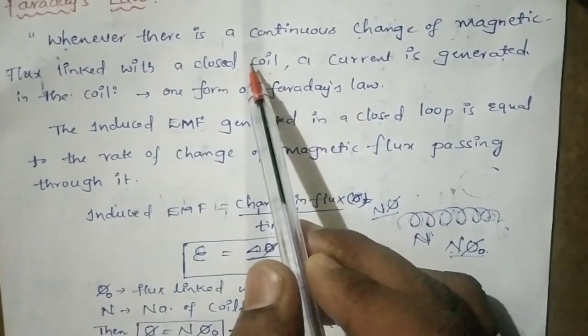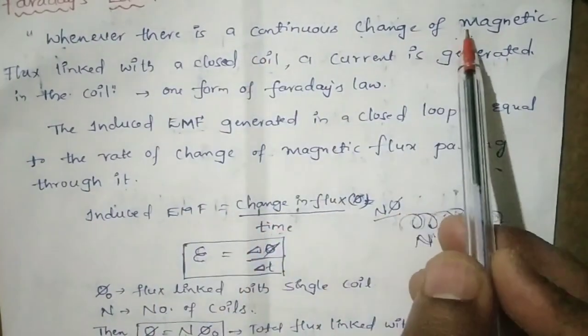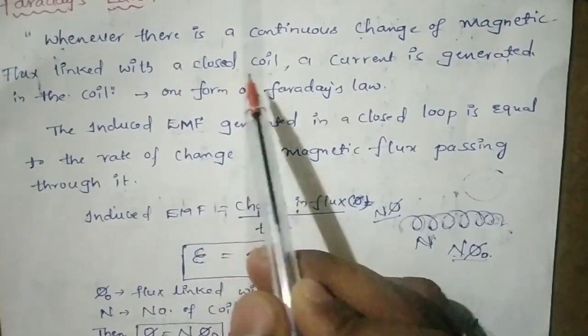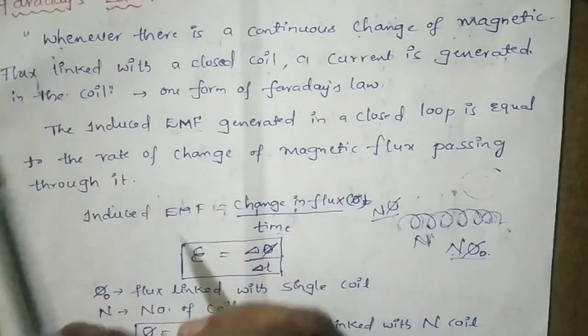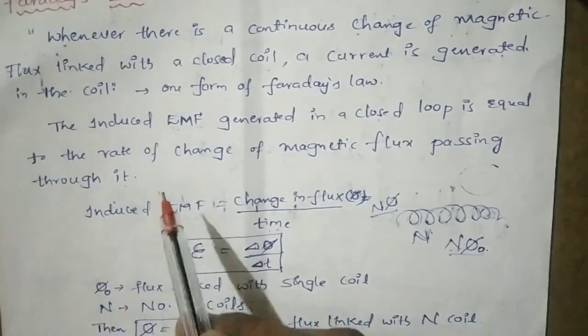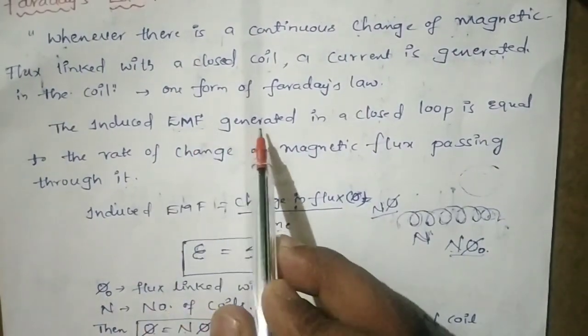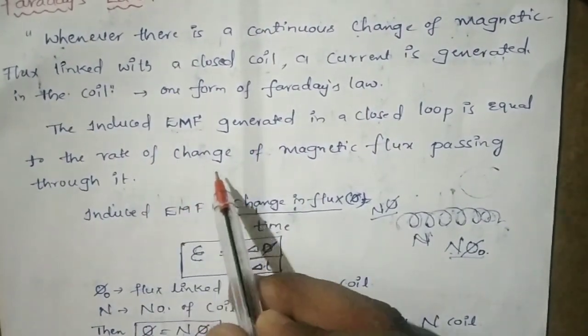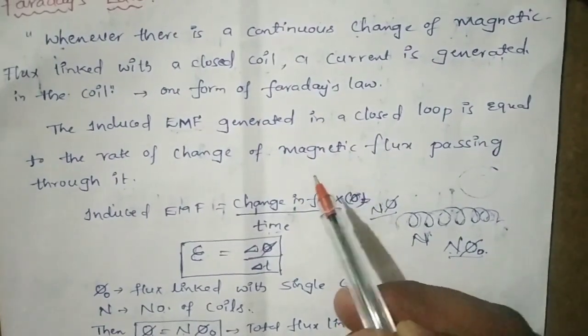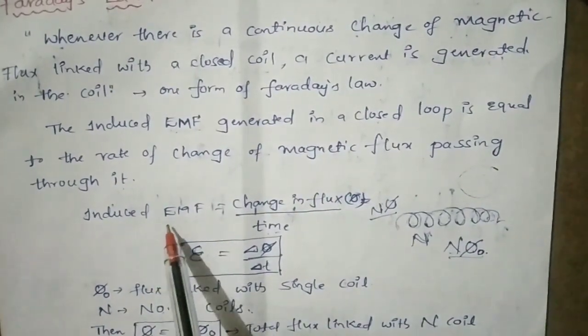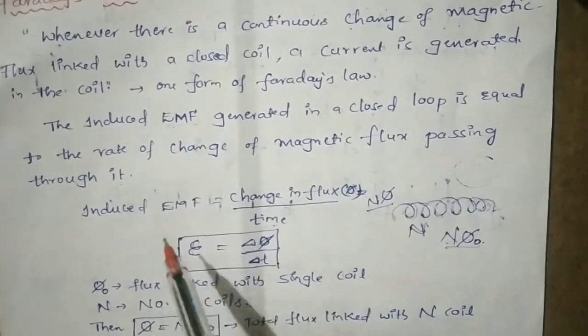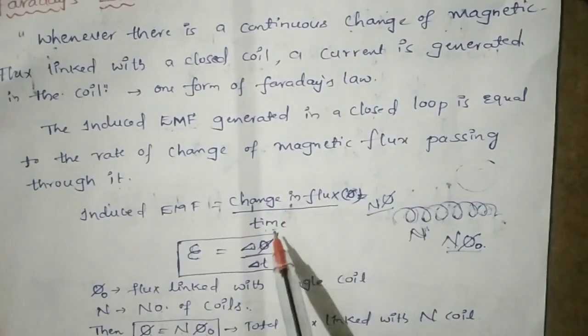Next one is Faraday's law. Whenever there is a continuous change of magnetic flux linked with a closed coil, a current is generated in the coil. This law is called Faraday's law. The induced EMF generated in the coil is equal to the rate of change of magnetic flux. If the magnetic flux change is more, then the induced EMF is also more. This induced EMF is equal to change in flux by time.